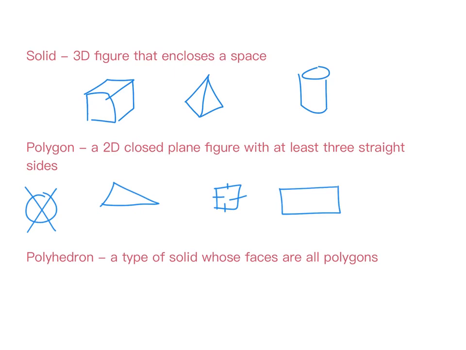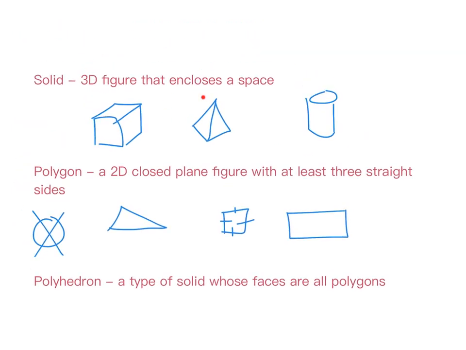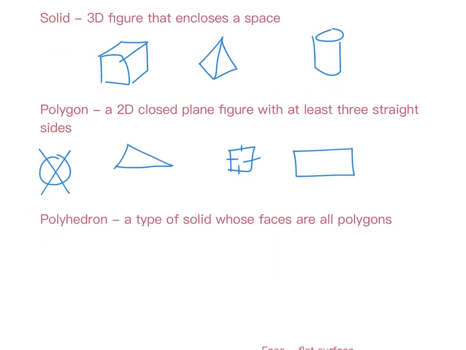All right, and then lastly, let's talk about a polyhedron. A polyhedron is a type of solid whose faces, so the sides you could kind of think of, are all polygons, right? So is a sphere, pretend that's a sphere, it's a basketball, is that a polyhedron? No. Why? Because the face of a basketball, well, it's not a polygon, right? Because it's not 3 straight sides.